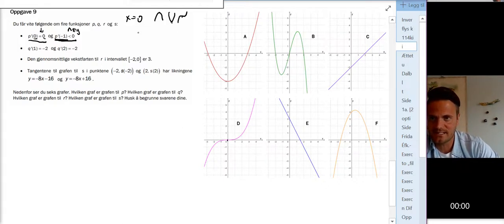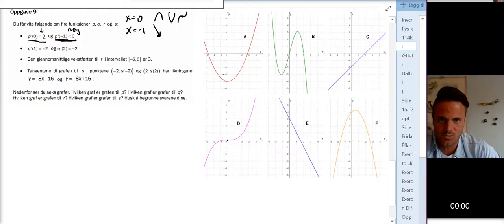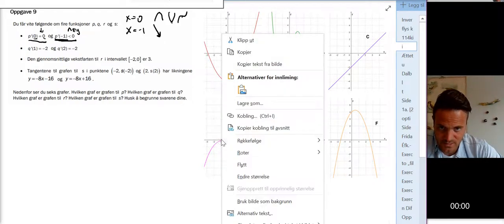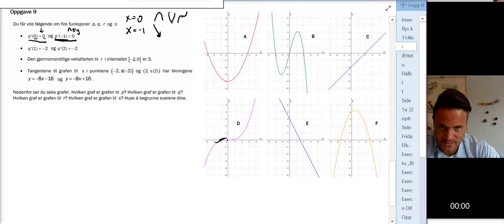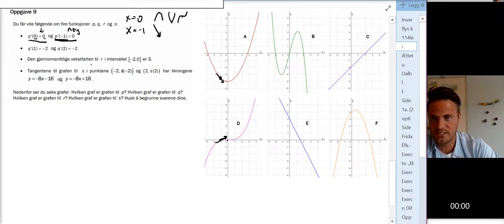So it can be A or D according to the first information. But then it says when x is -1, the derivative is negative, which means that the function should decrease, go downwards when x is -1. And here we see that the graph is decreasing, so this fits. D was the other opportunity, but when x is -1 there, the graph is increasing, right? So it has to be graph A. So this is P.